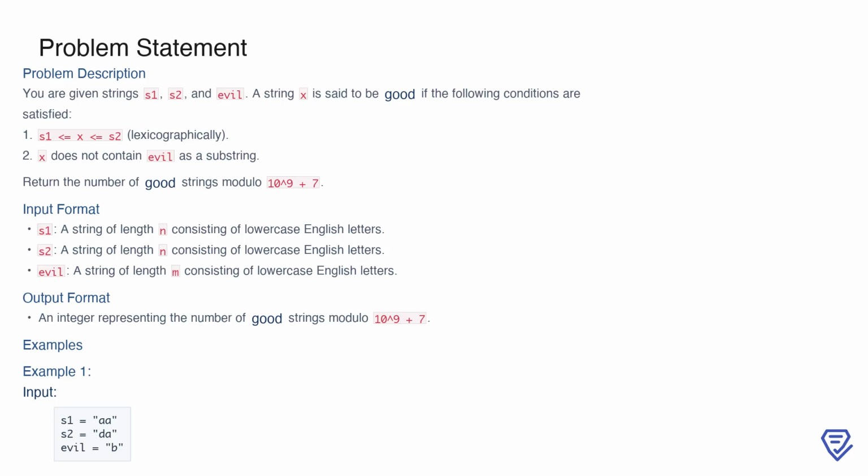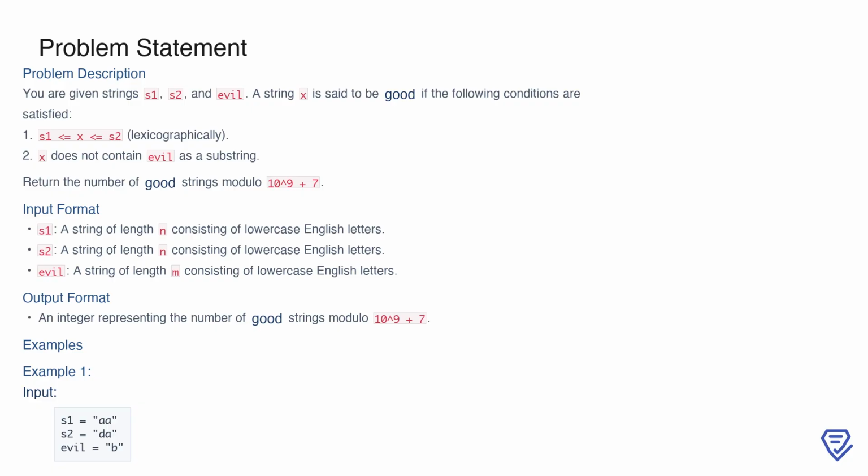two specific criteria. First, the string must lie lexicographically between two given strings, S1 and S2, inclusive. This means the string should be greater than or equal to S1 and less than or equal to S2. Second, the string must not contain a given substring, evil. The result should be returned as an integer modulo 10 to the power of 9 plus 7.